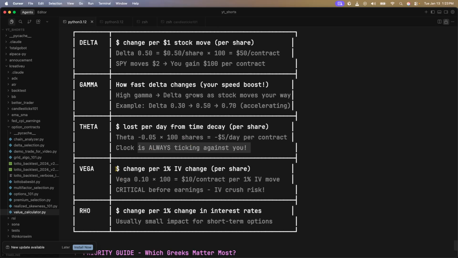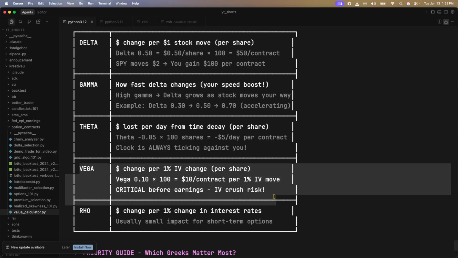So Vega is going to be the dollar change per 1% IV change per share. So Vega is 0.10 times 100. Why is it 100? Because there's 100 shares in every option contract. I feel like that's going to stick by the end of this video. So a $10 per option contract per 1% IV move. Critical before earnings. This is where your IV crush definitely comes into play.